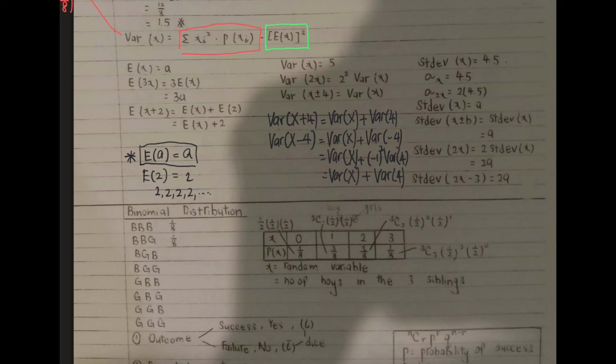So in general, we need to know variance of a constant A is equal to 0. For example, variance of 4 is equal to 0. Why? Same reason as before.